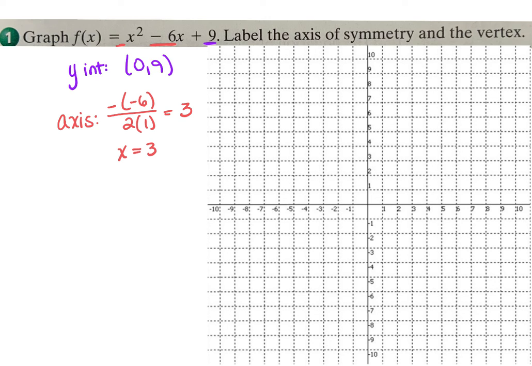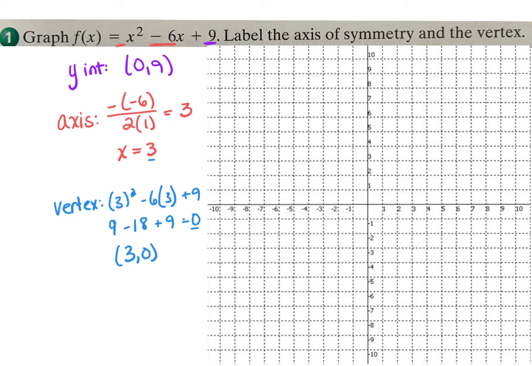axis. And then the last thing I'm going to do is plug that in. So for my vertex, I need to do 3 squared minus 6 times 3 plus 9. All right. 3 squared is 9. 6 times 3 is 18 plus 9. You end up with what here? 0. So my vertex is going to be 3, 0. Remember, this is the x value of my vertex. This is the y value of my vertex. All right. And then we're going to graph those.